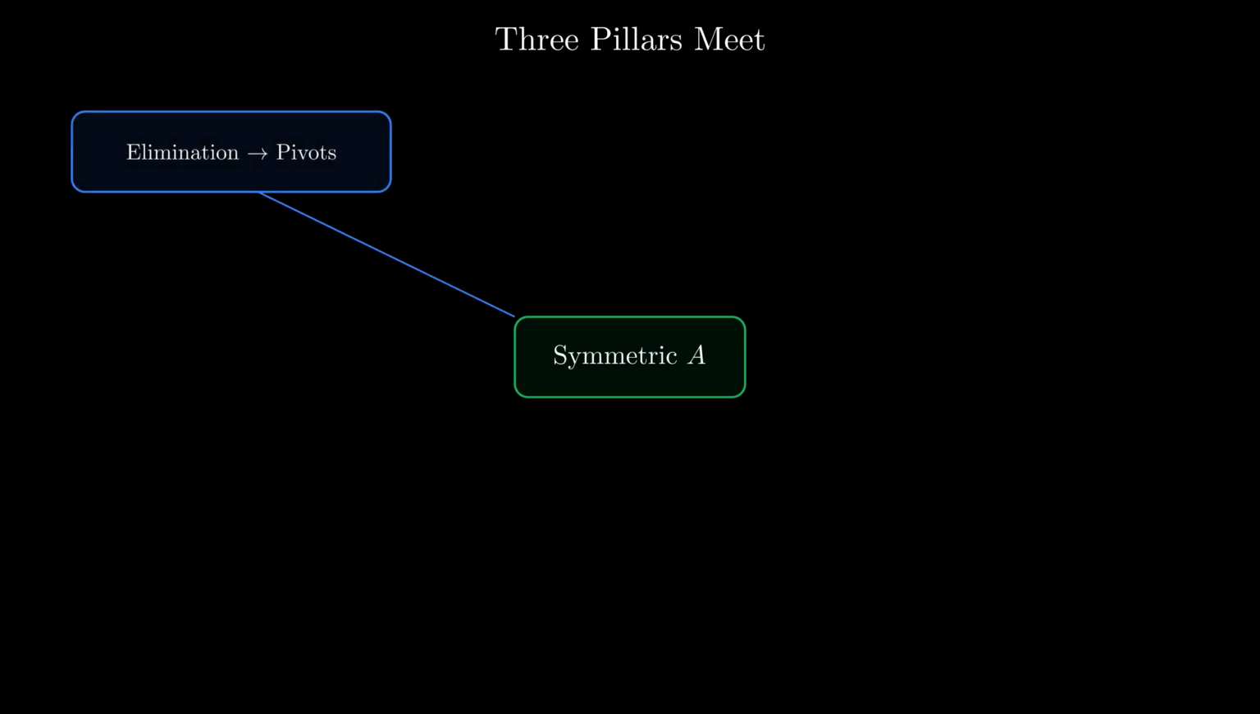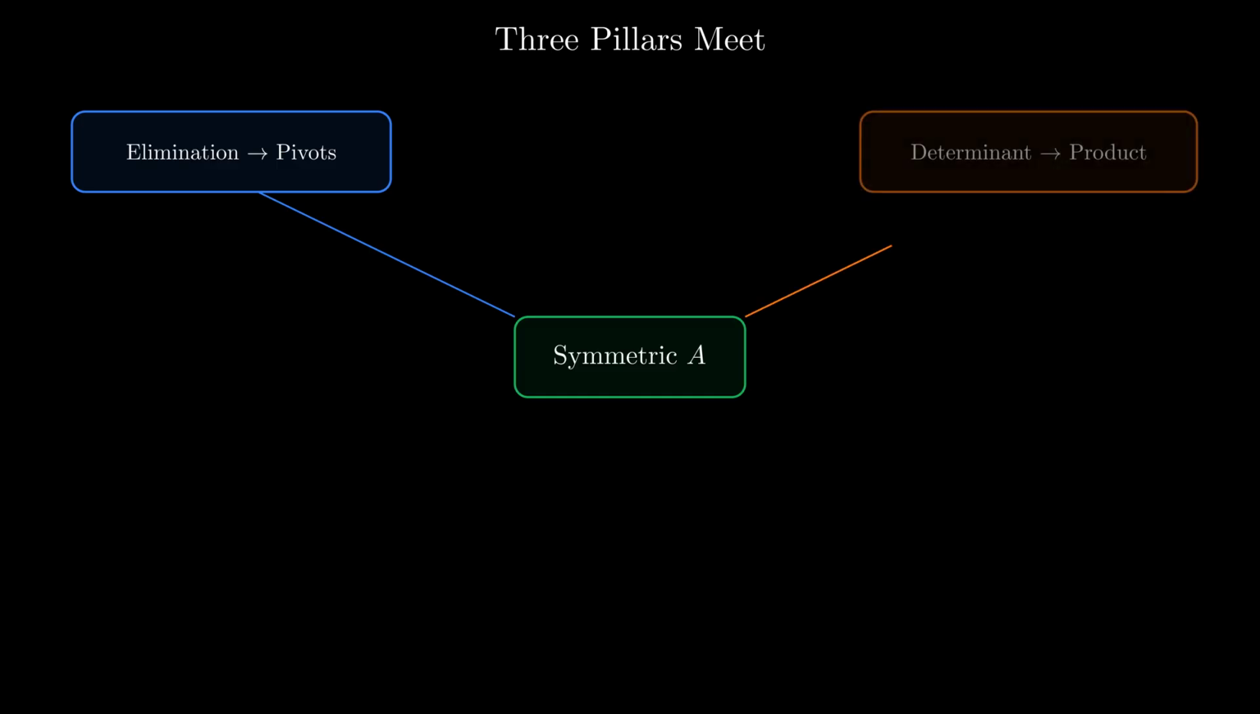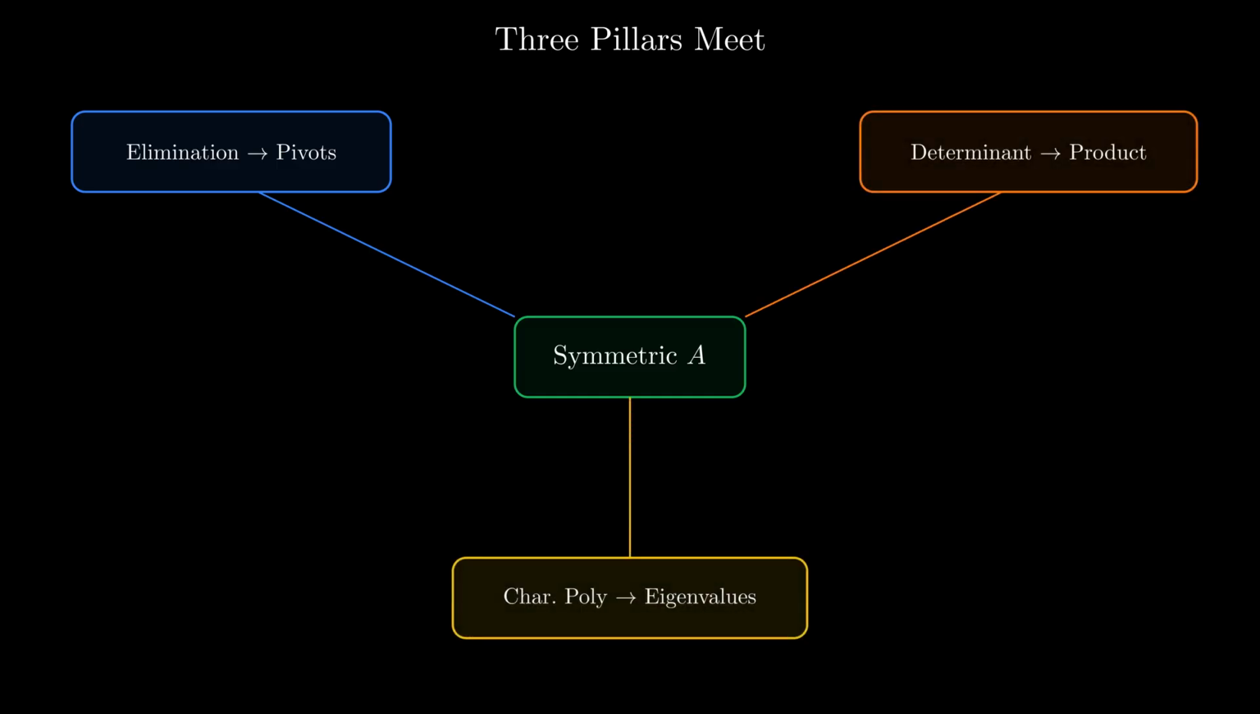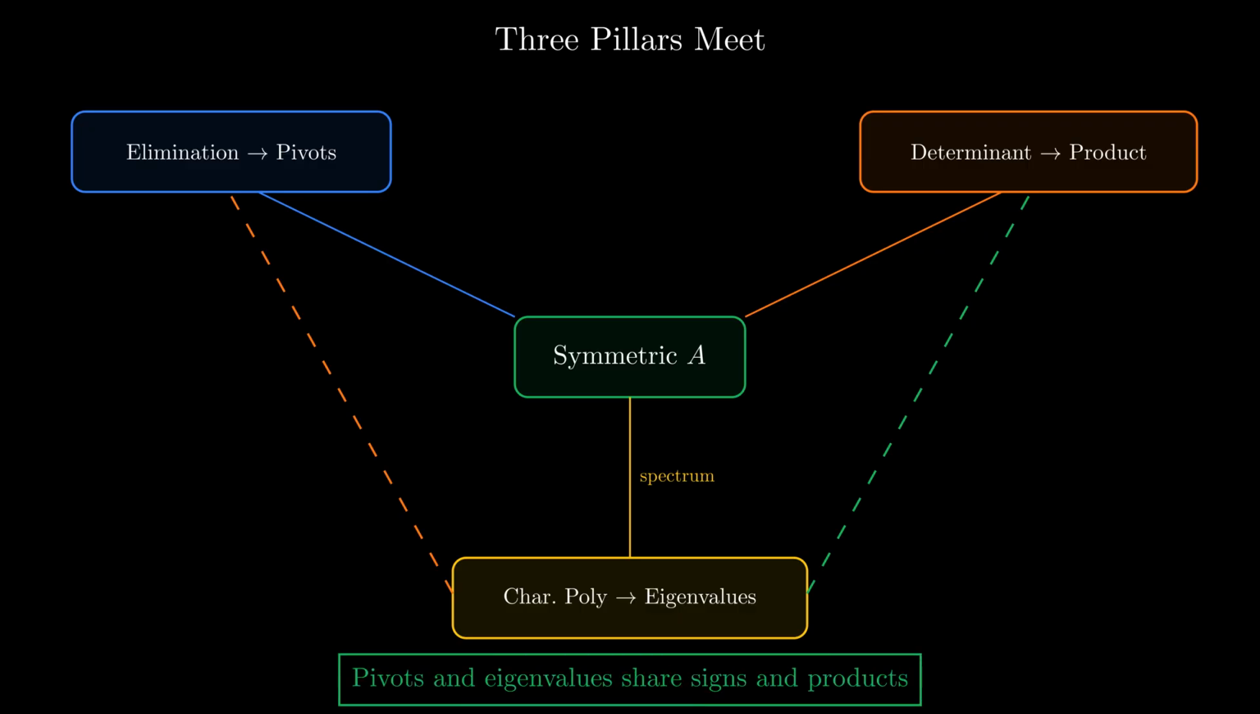Let's step back and see the big picture. 3 pillars of linear algebra converge right here. Elimination gives you pivots. Determinants give you the product equality. And the characteristic polynomial gives you eigenvalues. For a symmetric matrix, all 3 speak the same language. Pivots and eigenvalues share their signs, and they share their products. That single fact links week 1 of the course to the final chapter, and it powers the eigenvalue solvers running everywhere in scientific computing.